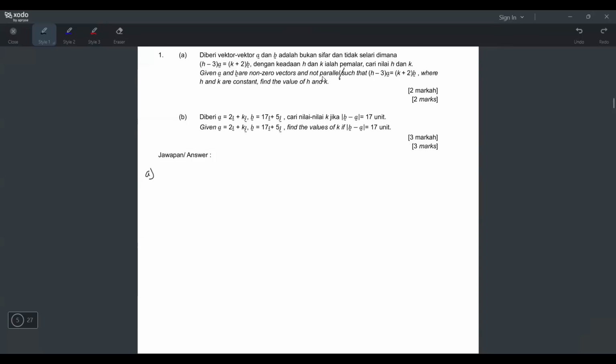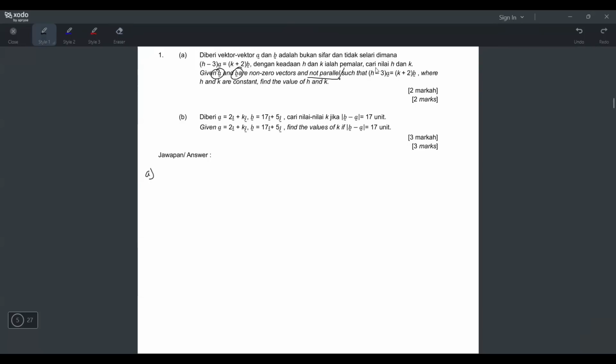Okay, in vectors, if two vectors are not parallel, they cannot be equal. Kalau dua vector ni dia tak parallel, dia tak boleh sama dengan. So if they say A and B are not parallel, it means vector A and vector B cannot be equal. But what if they are equal? Then you take the coefficients equal to 0.